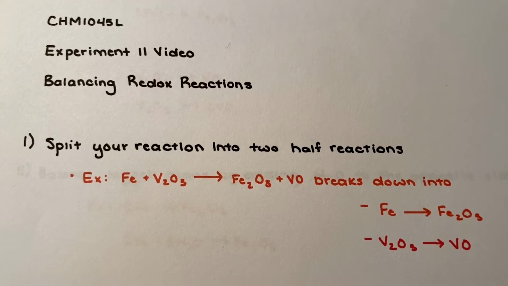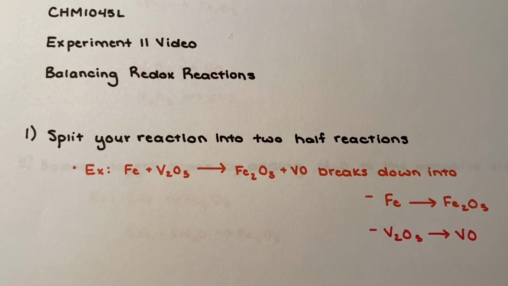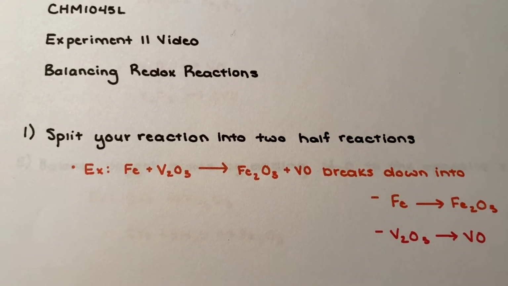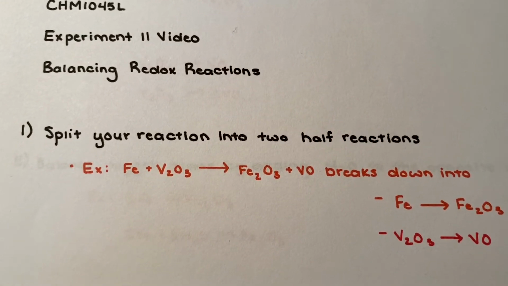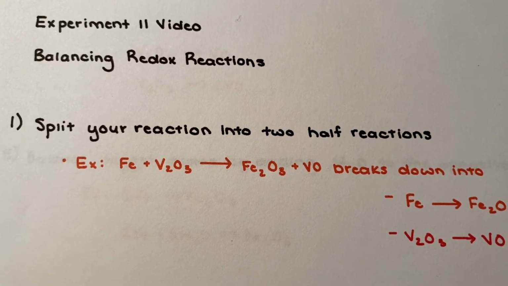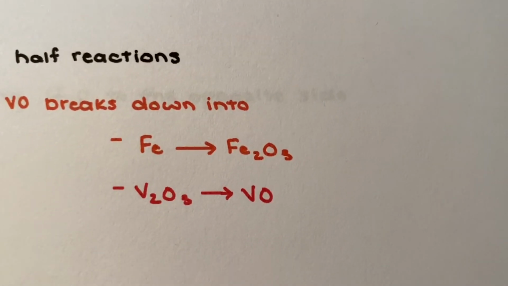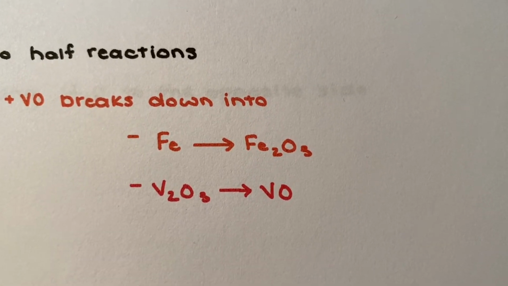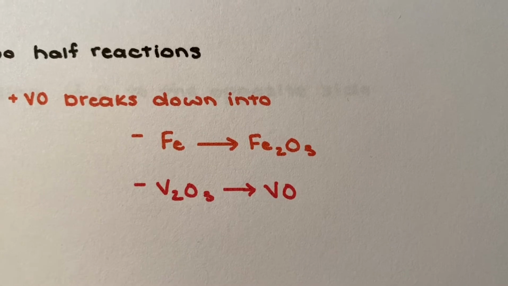For this example that I'm going to be doing today, I just chose random compounds. I'm going to be doing Fe plus V2O3 to Fe2O3 plus VO. And that breaks down, as you can see, into these two half reactions: Fe to Fe2O3, and V2O3 to VO.